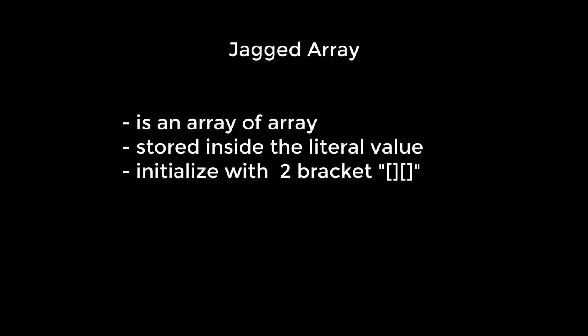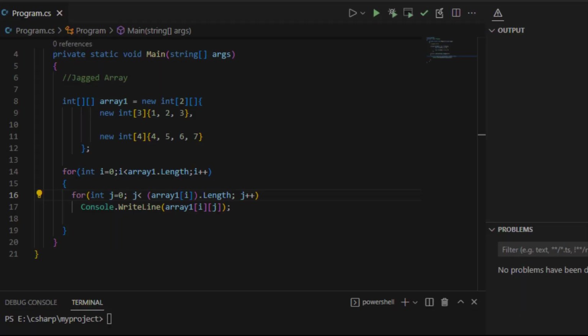A jagged array is initialized with two brackets. In single and multi-dimensional arrays, you have only one bracket, but in a jagged array you have two brackets. The first bracket specifies the size of the array, and the second bracket specifies the dimension of the array which is going to be stored. Something deep, so let's learn by example.